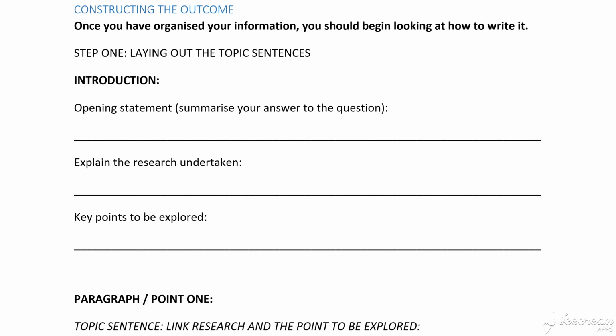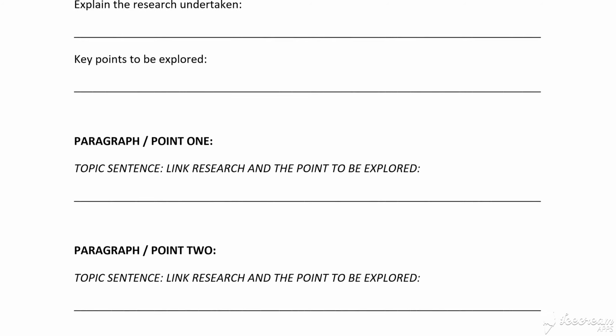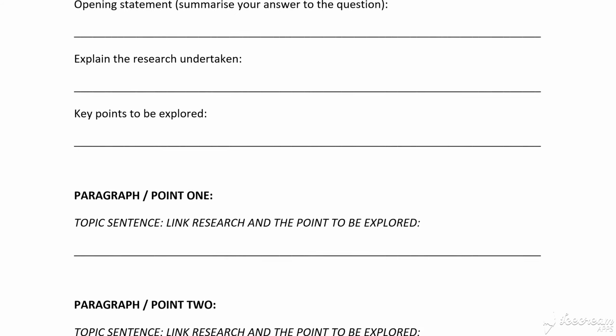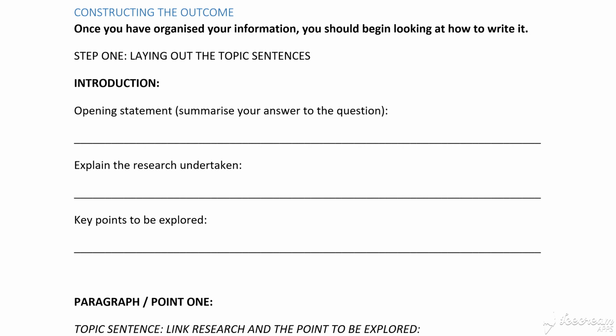So you might be at the point now where you're trying to figure out how you're going to lay out your structure, and you've started trying to do a dot point draft. It's not really working for you, or maybe you're about to start a dot point draft. This constructing the outcome, which is on page 14, is a really useful opportunity for you to start to think about how you lay your work out. So as you can see, we want you to lay out the topic sentences only.